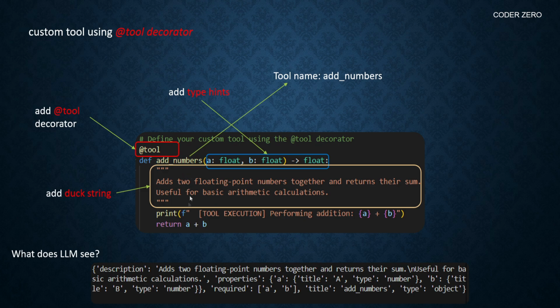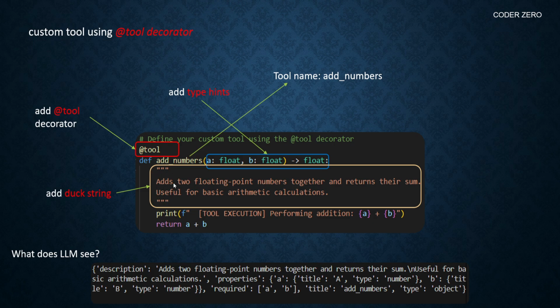So this is the function. Here we are adding two numbers. First we use the tool decorator, then we use type hints, that is, we mention the type of inputs and output. Then you can see this will become the tool name, and then we use the docstring to add the description.